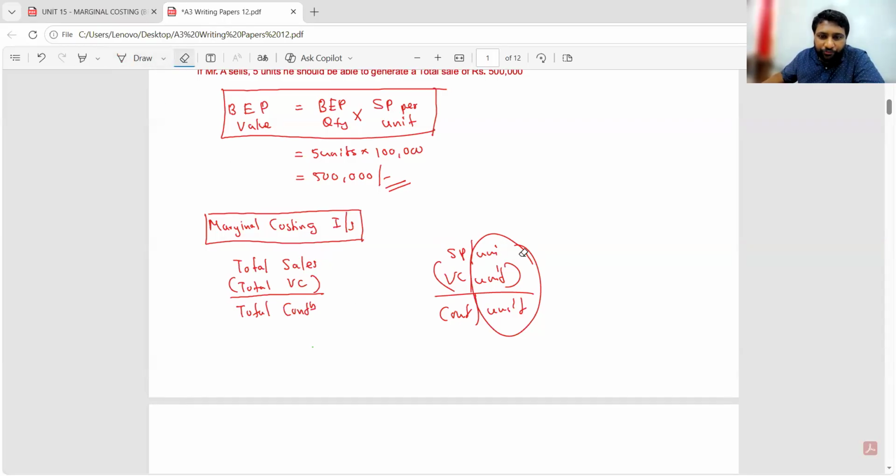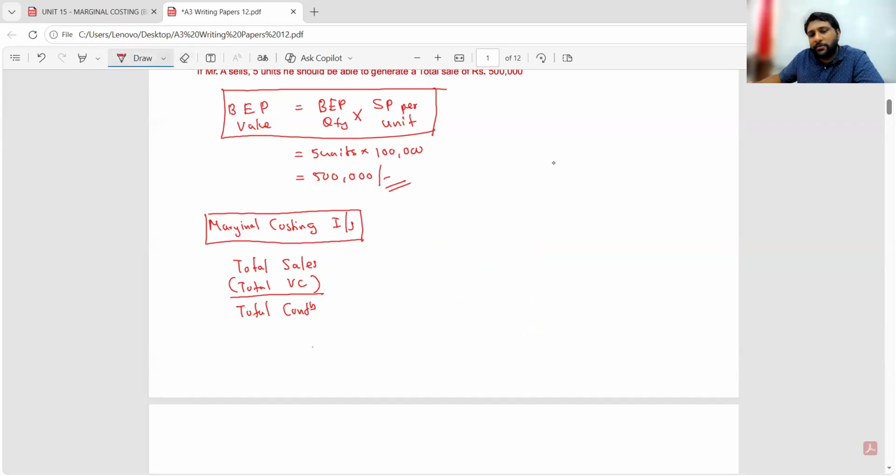So look at this. We'll assume the sales are 100,000. Total cost, we'll assume 80,000. From the sales, once you minus the total cost, you get the profit. Profit is how much? 20,000. Okay, finish.